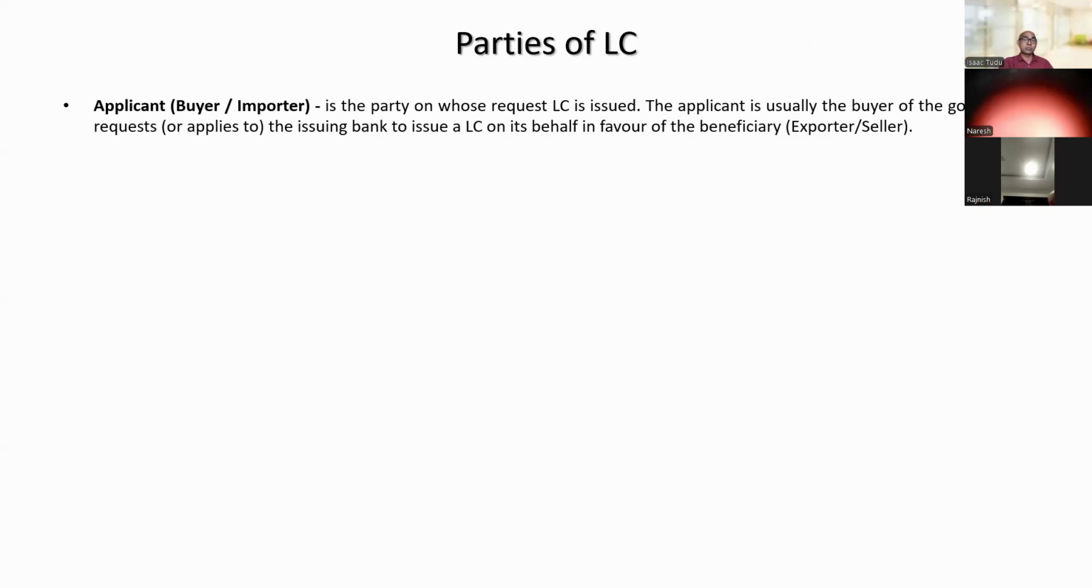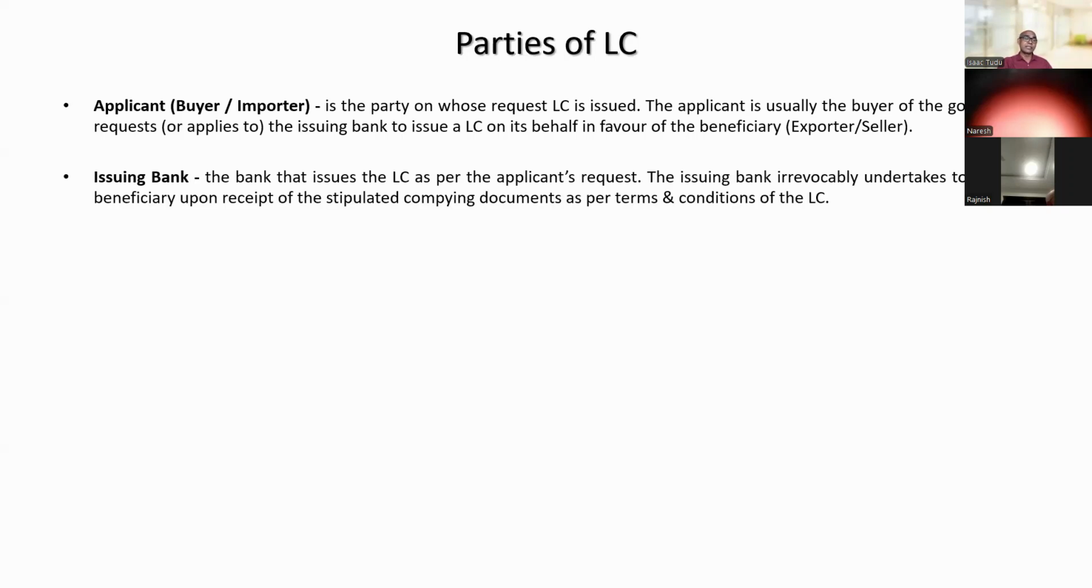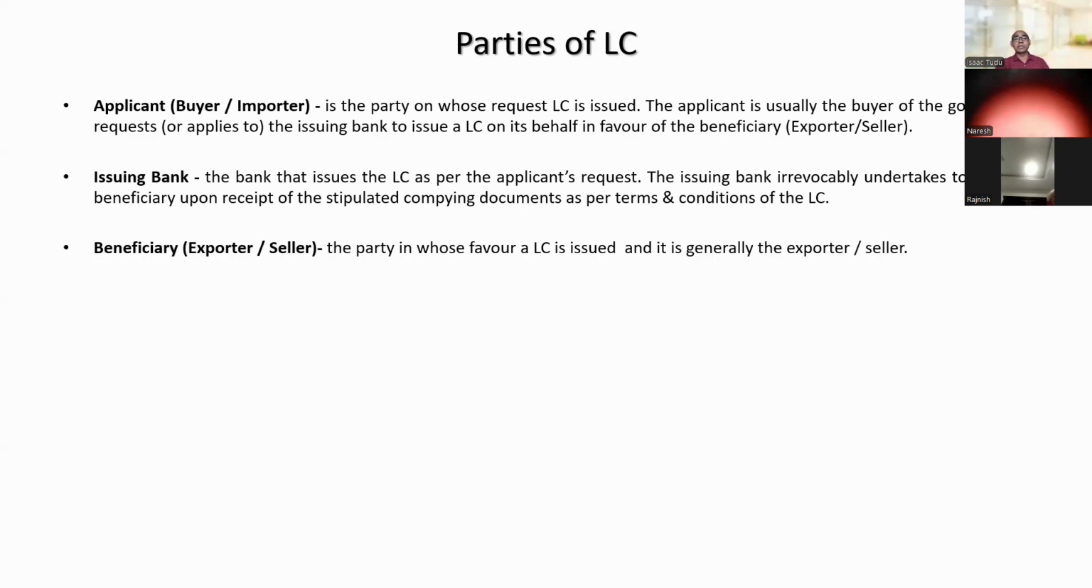Applicant is usually the buyer of the goods who requests the issuing bank to issue an LC on its behalf in favor of the seller, the exporter, that will be called the beneficiary of the LC. Then the issuing bank will issue the LC at the applicant's request, and the issuing bank gives an irrevocable undertaking to pay the beneficiary upon receipt of compliant documents, right? Beneficiary, you are the exporter, so you are the party in whose favor the LC will be issued by the issuing bank, okay?